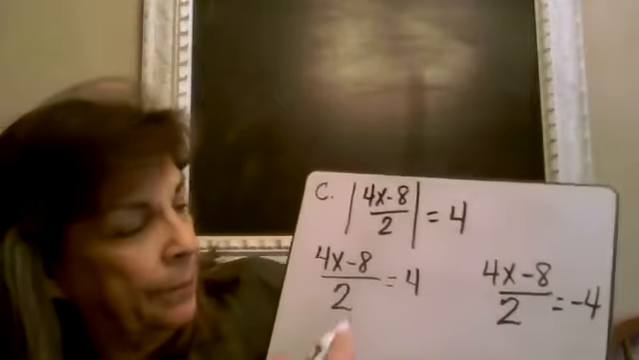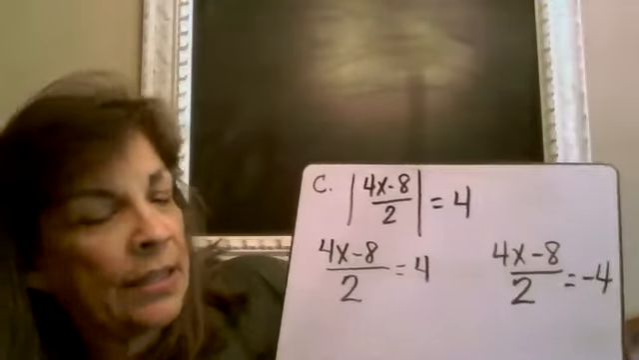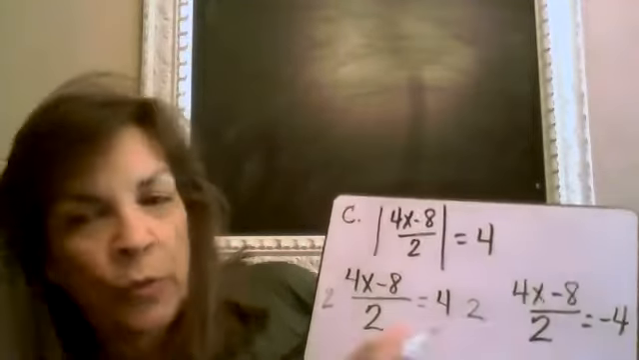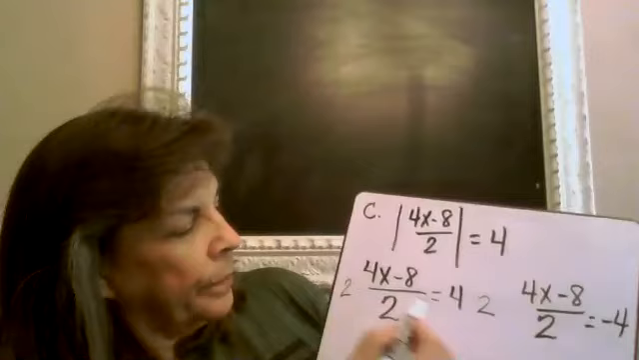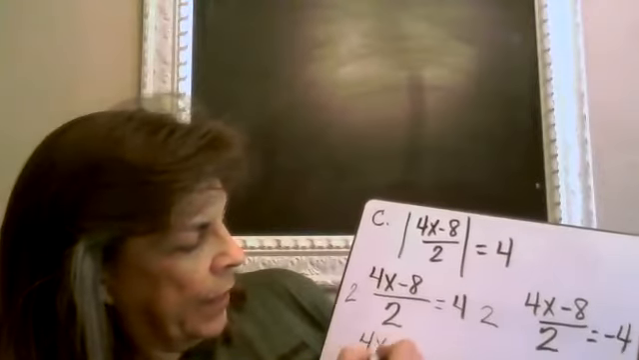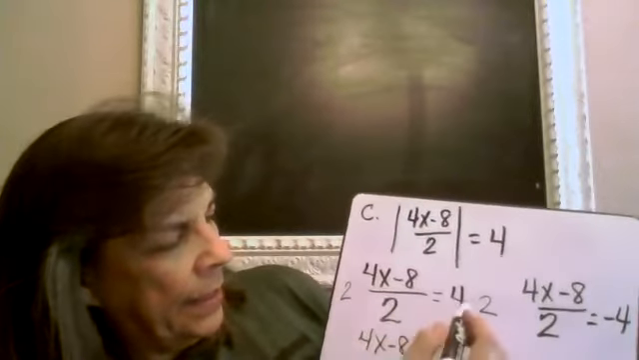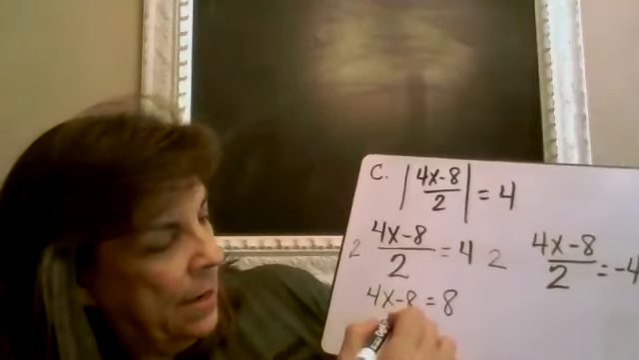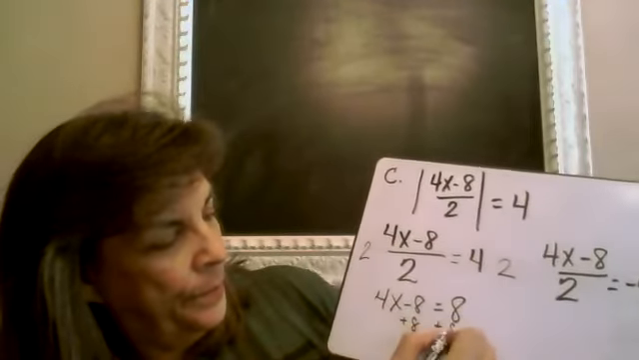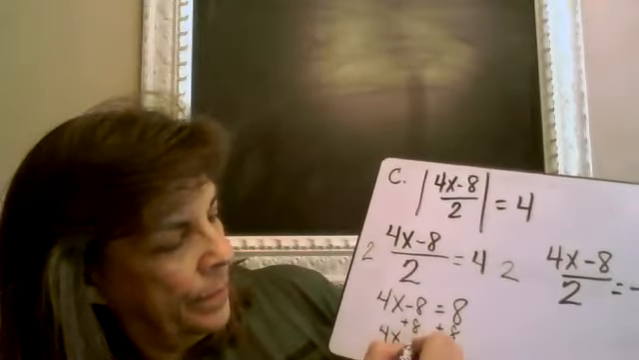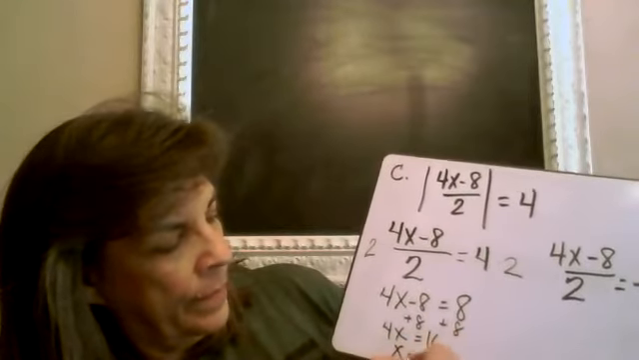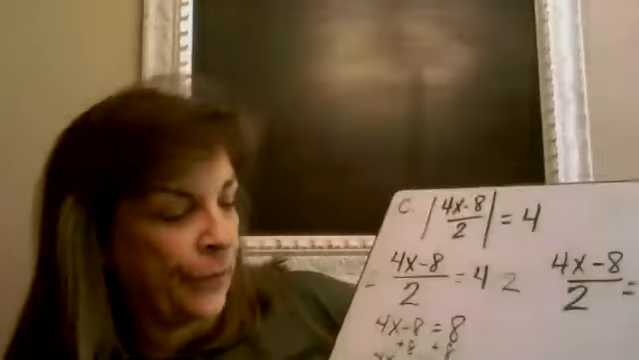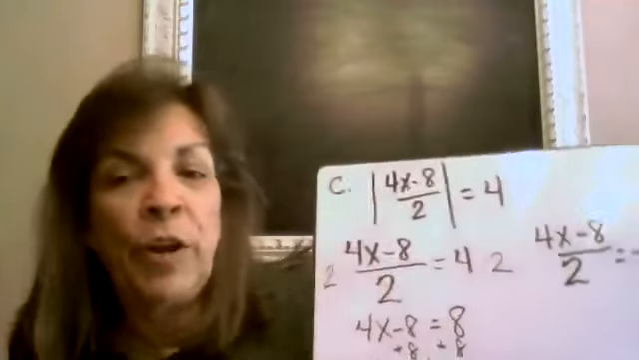We solve for x. So let's take this first one and let's solve for x. Multiply both sides by 2, just like what you would do when you solve any problem. You multiply that, you get 4x minus 8 is equal to 8. Solve for x. And you get x is equal to 4. So there's our first answer, but we're not finished.